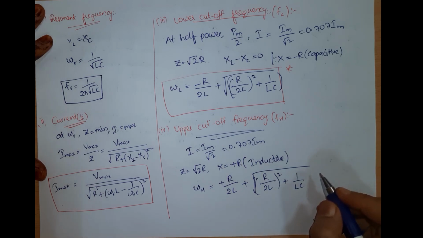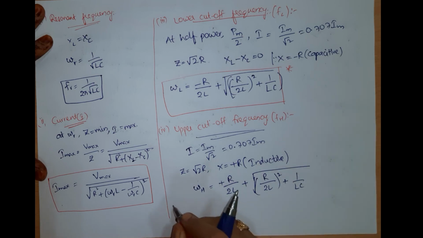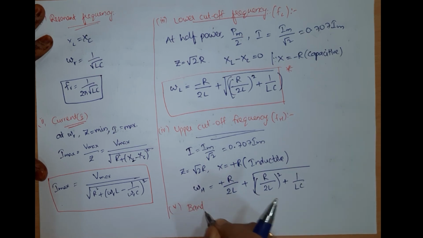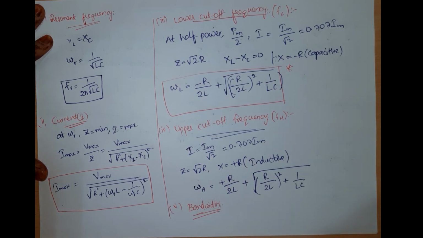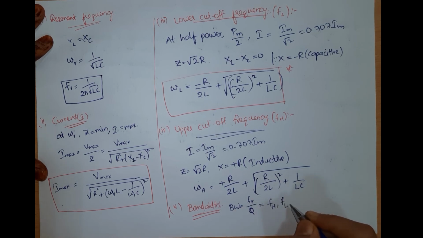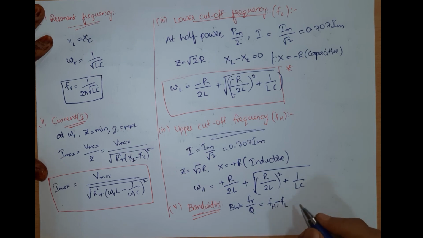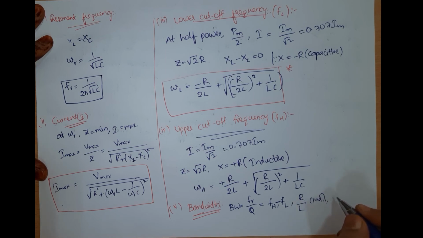Right? So next, bandwidth. Bandwidth is nothing but FR by Q, or you can write it as FH minus FL, or you can write it as R by L radians also. Or if you want to write it in hertz, then R by 2 pi L hertz.